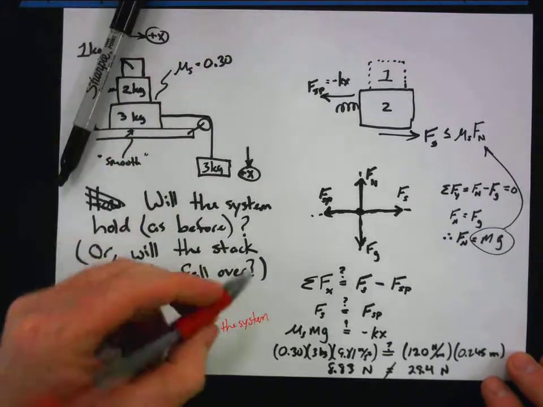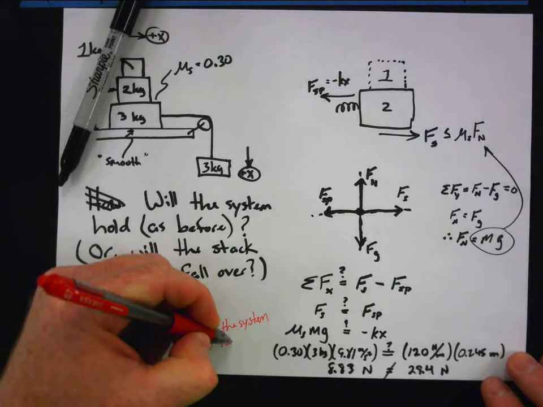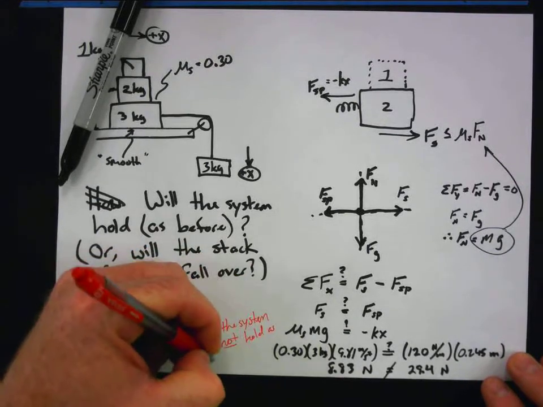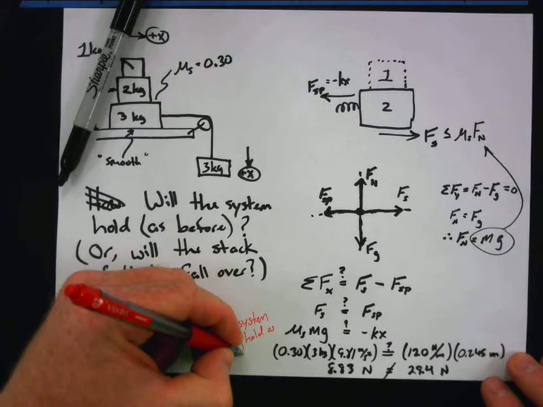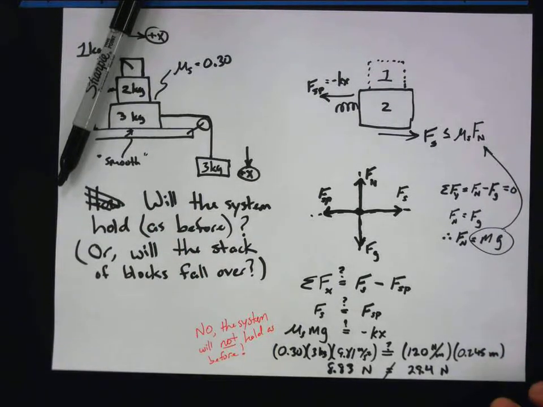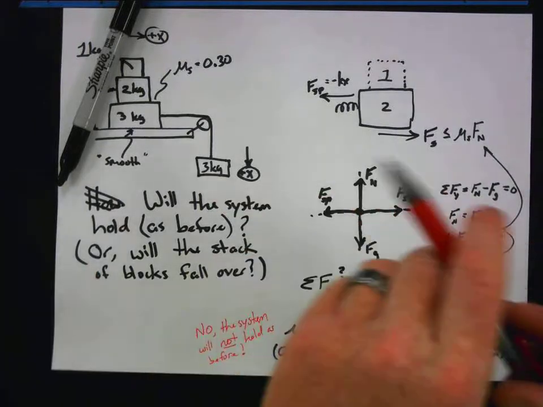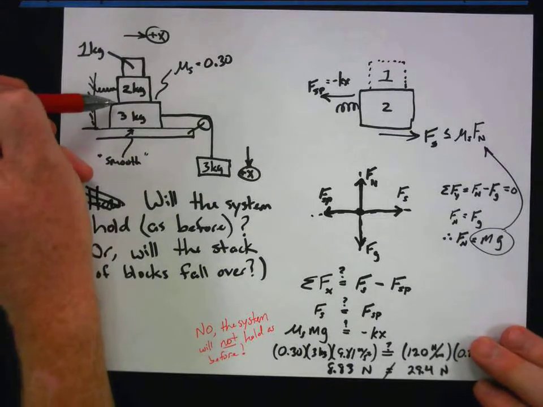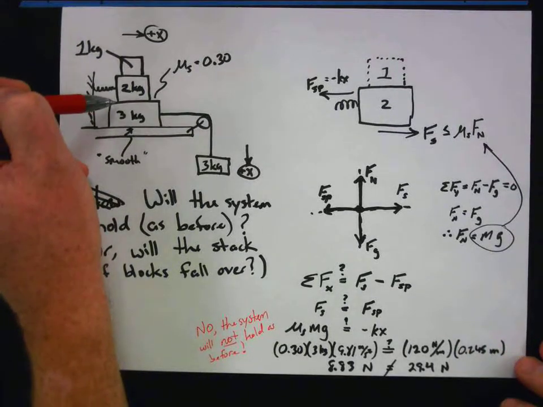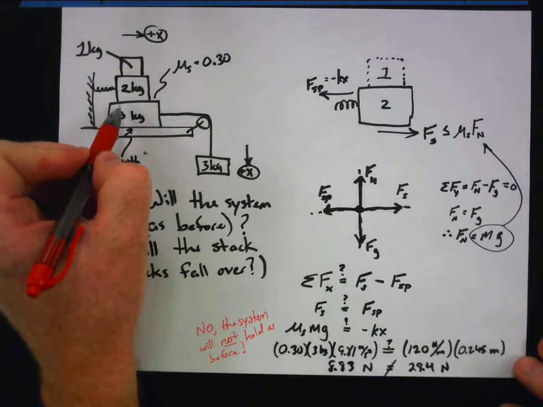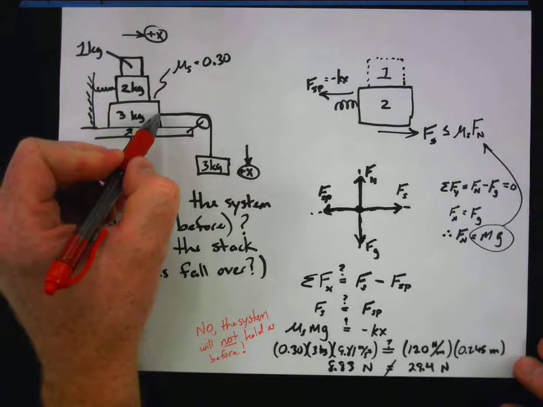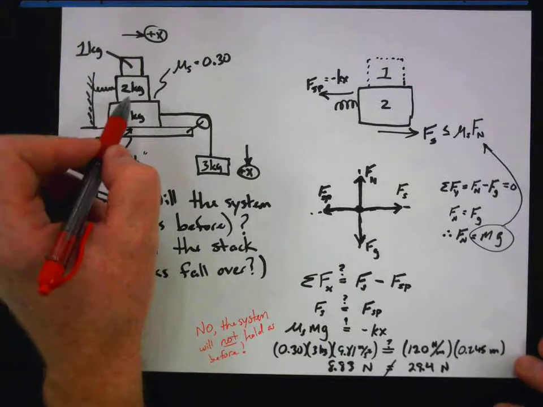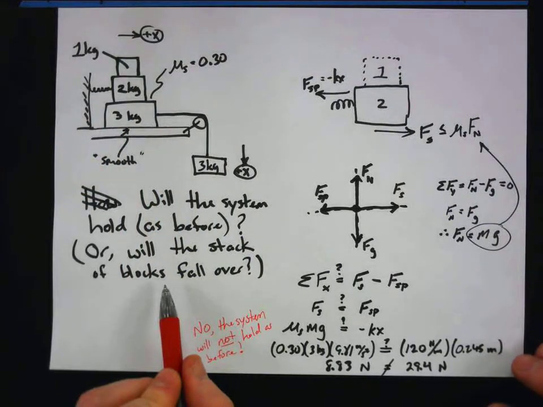The system will not hold, as before. Not at all. What's going to happen is there will not be enough friction force here at where these two surfaces touch to maintain equilibrium with the tension pulling on this lower block to the right and the spring pulling on this middle block to the left. They will get pulled apart and the stack will fall over.